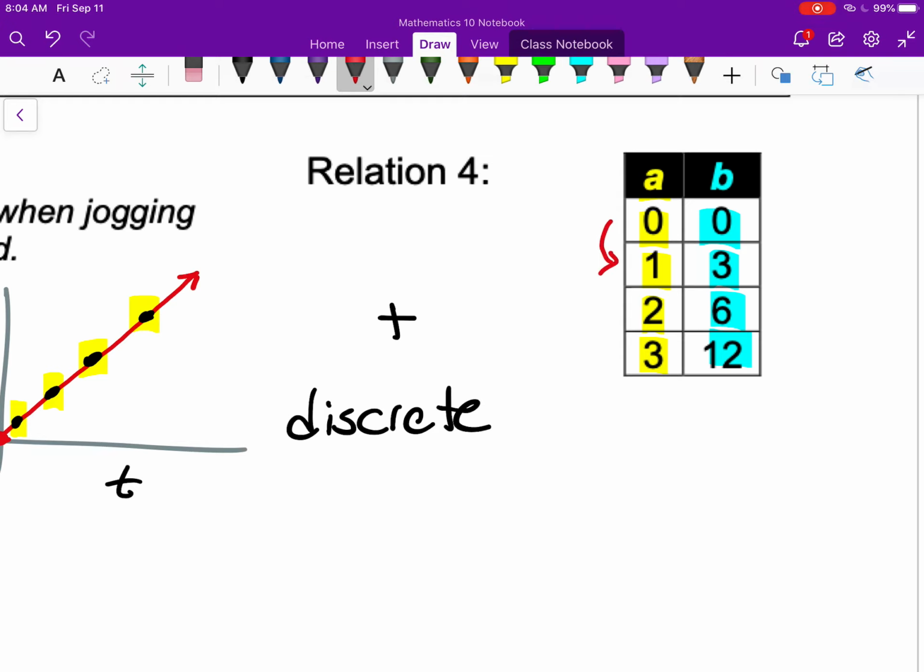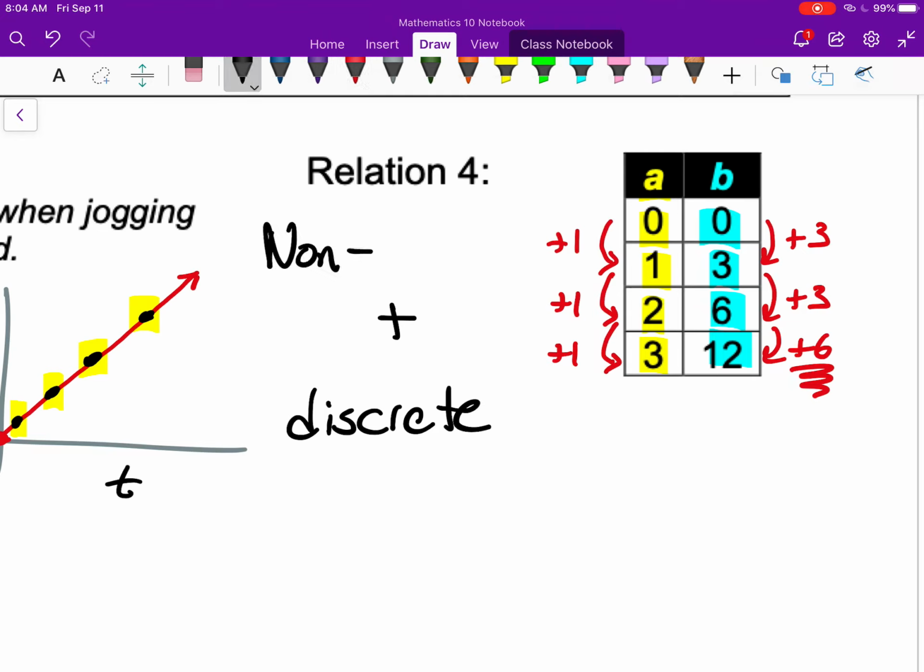So in this case, when A goes up by 1, B goes up by 3. Okay. If it's linear, that should always happen, or that rate should be proportional to that. So next is A goes up by 1, B goes up by 3 again. So definitely this is linear, at least so far. And then A goes up by 1, B goes up by 6. So right there, I can see this is not linear. It's linear at first, but the whole thing is not linear.